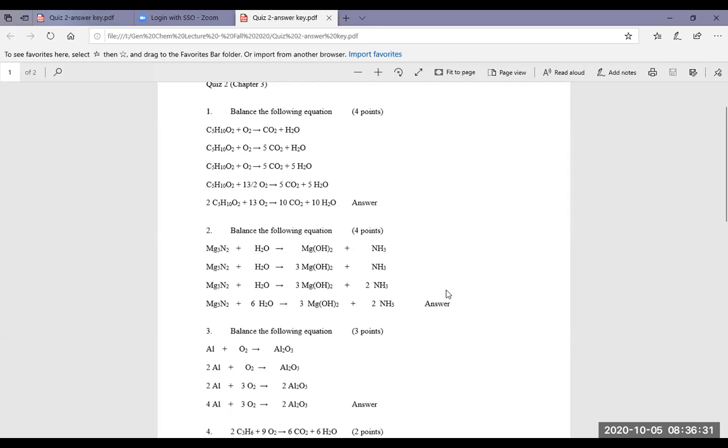The second one, I started by balancing the magnesium with the 3. Then the next thing I balanced was the nitrogen with the 2. And then finally balancing the oxygens, with the 6 in front of the water. Then I went and checked my hydrogens to make sure those were okay. And those balance, so I didn't need to do anything else with that.